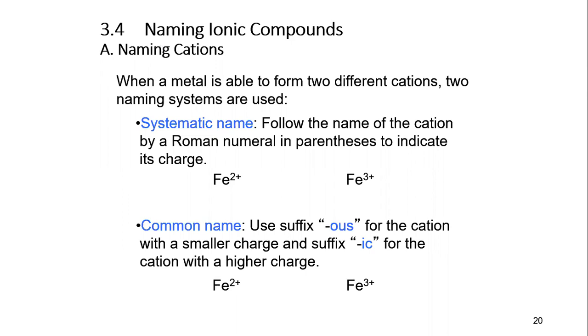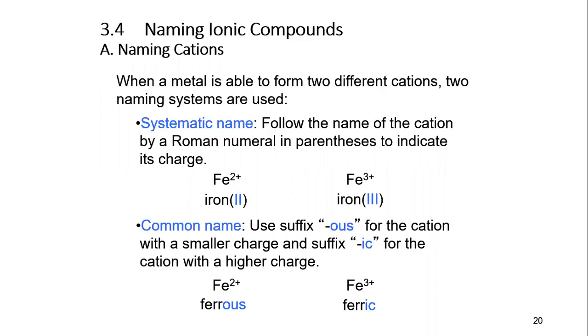So for example, if we use the systematic naming, Fe2+ would be iron 2, Fe3+ would be iron 3. This is a little bit different than the previous slide, where we had cations that just had one ionic charge. Now, if your transition metal has more than two different cations, you can only use the systematic name. For iron, it only has two different cations, so we can use the common name suffixes. So it becomes ferrous and ferric. OUS indicates the lower charge, IC indicates the higher charge.